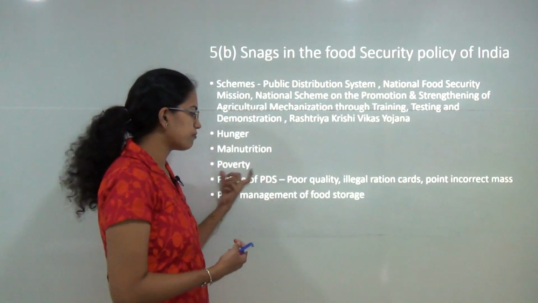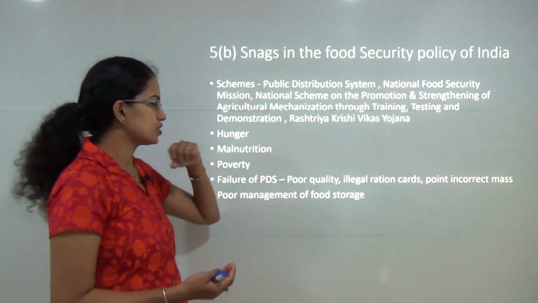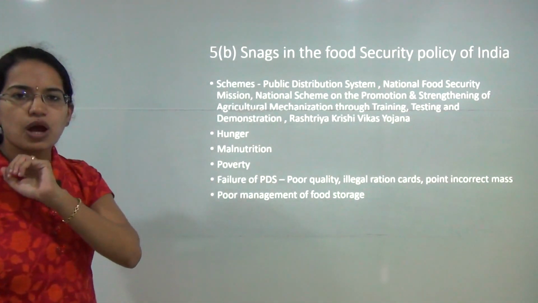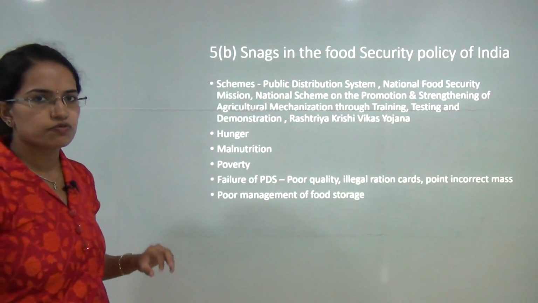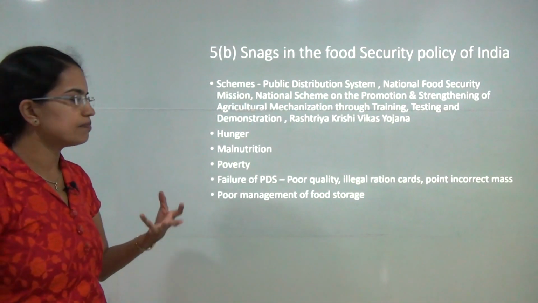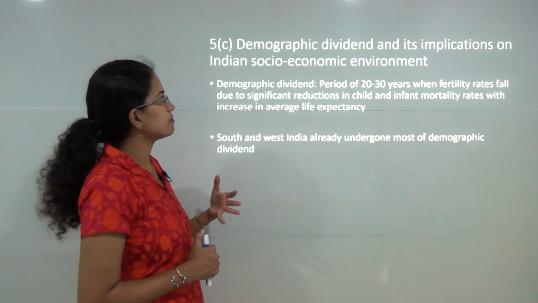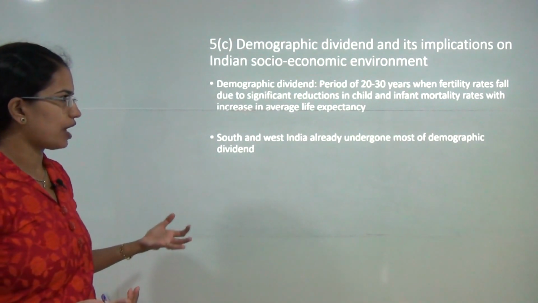So there is a kind of failure of the public distribution system. That is one of the major issues under the food security policy. And finally, you have the poor management of the storage of food that leads to rapid perishing of the food. The next is demographic dividend and its implication on the socio-economic environment.